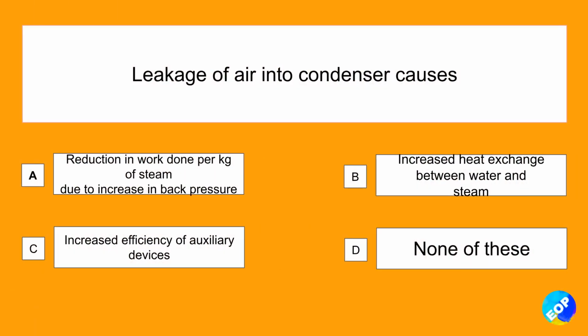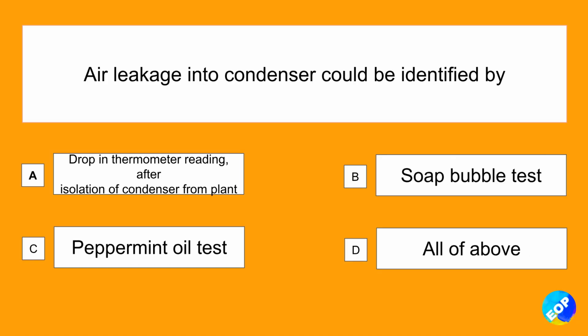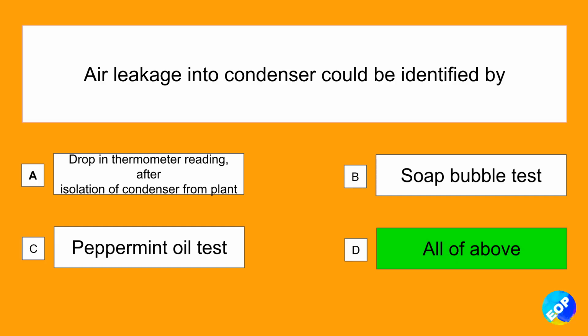Lastly, what happens when air leaks into a condenser? When air leaks into a condenser, it causes a reduction in work done per kilogram of steam due to an increase in back pressure. How can air leakage into a condenser be identified? This can be detected using several methods, including a drop in thermometer reading after isolating the condenser, the soap bubble test, and the peppermint oil test. As noted, all of these methods are valid ways to identify air leakage into the condenser.